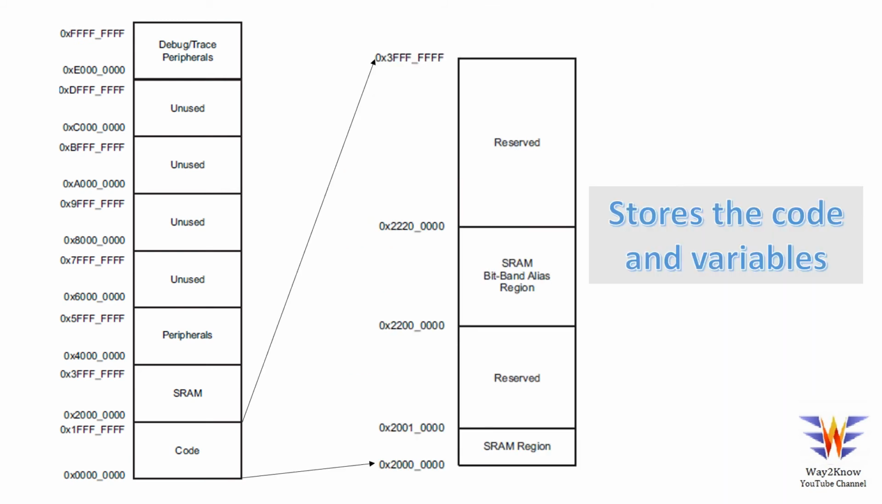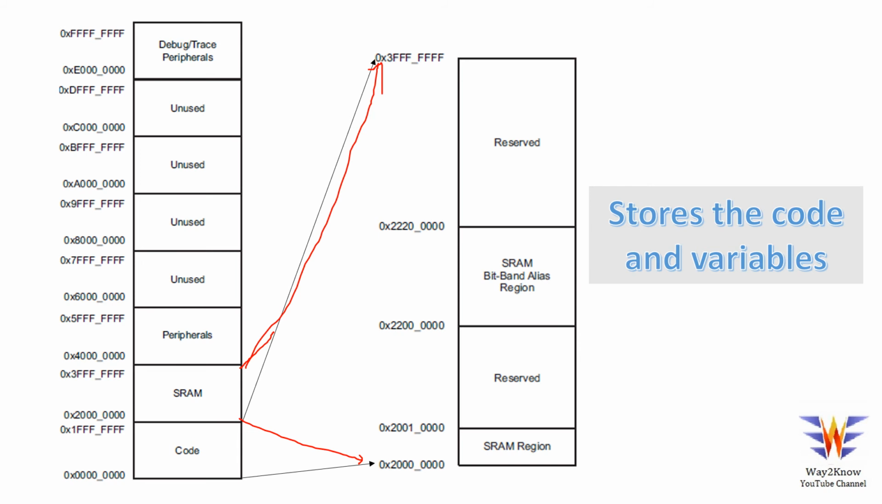Now this is basically a typo here. It has been wrongly represented. It should be from here to here. So if you see this, this is basically the SRAM division. The MSP432 has 64 KB of SRAM. SRAM can store an image of a code as well as the variables, because it has the fastest access.